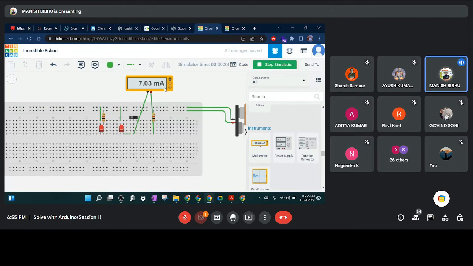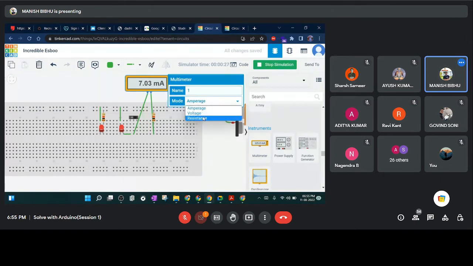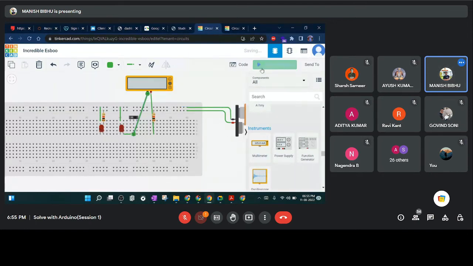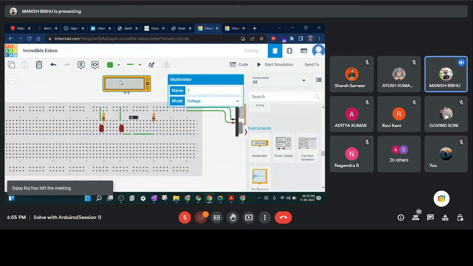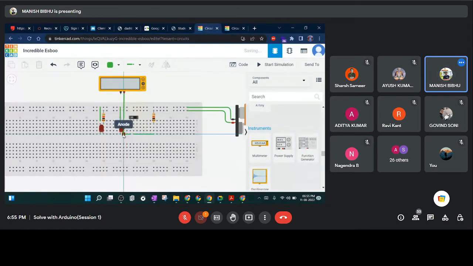Now we can measure the voltage. Select the voltmeter. For measuring voltage, we have to connect it in parallel, not in series. If we want the voltage across the LED, then we connect it across the LED and see how much voltage it takes. So the LED takes 1.95 volts.